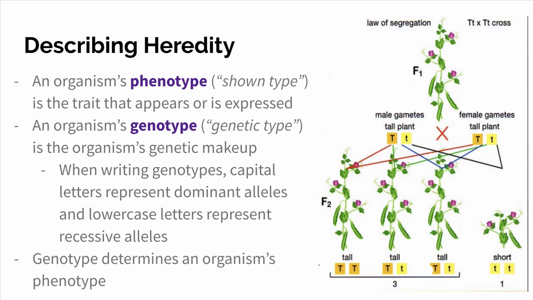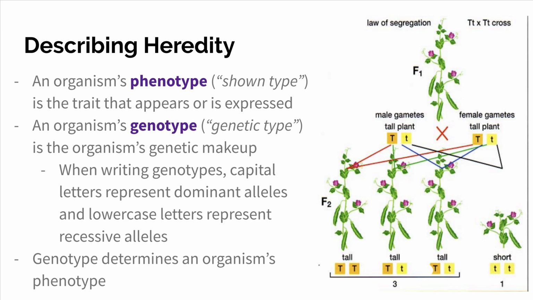So when we start to describe heredity, we need to differentiate between an organism's phenotype and an organism's genotype. An organism's phenotype is the trait that appears or gets expressed, because not all of these traits have physical appearances. So we can see that in the F2 generation, there are 3 plants that have the tall phenotype and 1 plant with a short phenotype. In the F1 generation, they all have the tall phenotype. But phenotype is different from genotype. The genotype is the organism's genetic makeup.